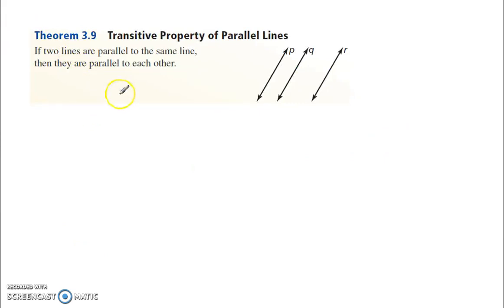Alright, and finally here we have theorem 3.9. That's the transitive property of parallel lines. If two lines are parallel to the same line, then those two lines are parallel to each other. So for example, if P is parallel to Q and R is parallel to Q, then P is parallel to R.